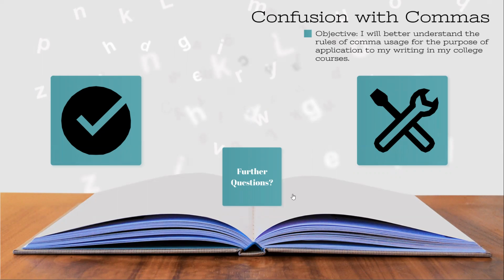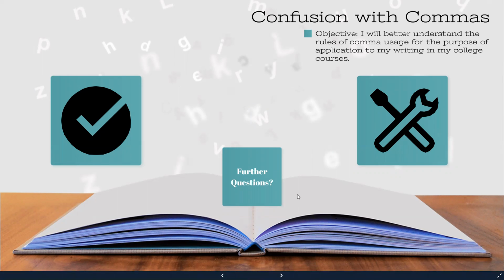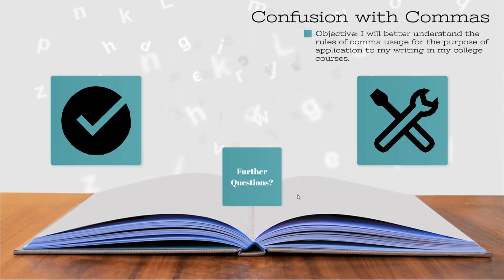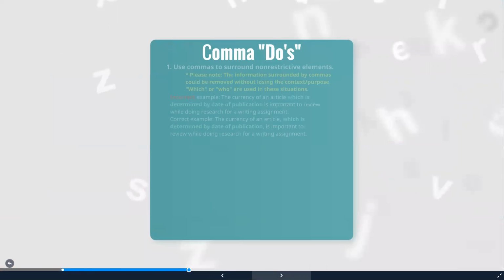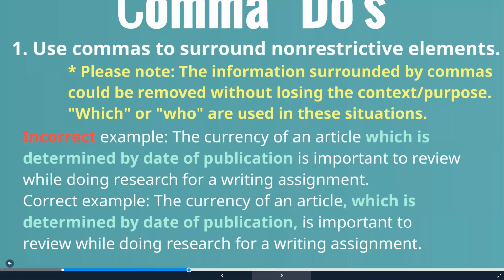Now let's jump right in, but before we do, please take note that a box is located on the left and right side of the visual aid here. The box with the check mark inside symbolizes the comma do's, and the box with the X symbolizes the don'ts. We're going to start with the comma do's. The first comma do rule here is to use commas to surround non-restrictive elements.